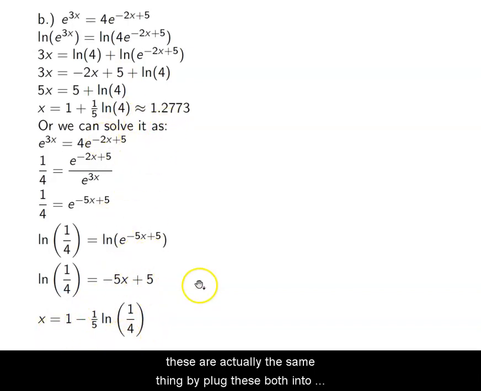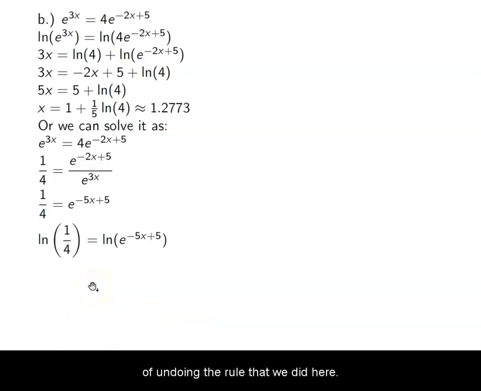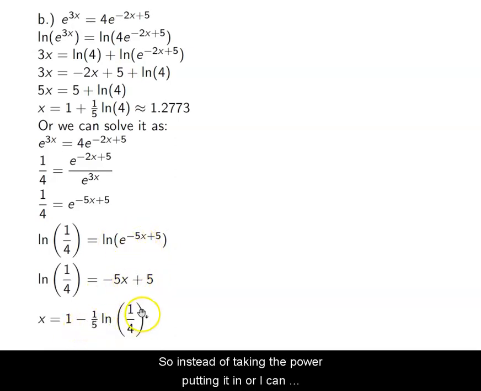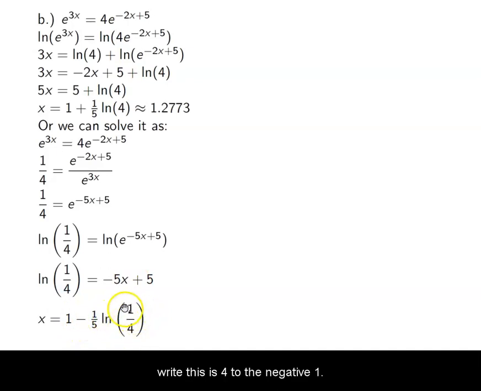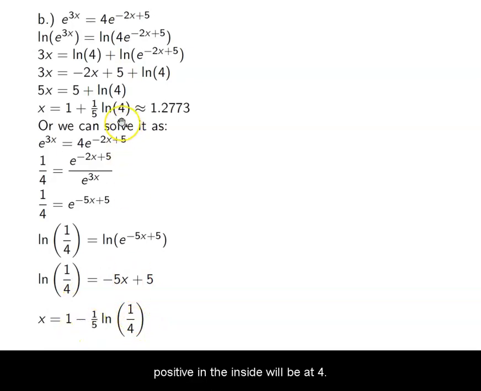If I plug these both into my calculator, I get the exact same value, right? And that's because the rules of logarithms and exponents, these are actually the same. So if I want to turn this into a plus, I would apply this as an exponent form. So I would just be kind of undoing the rule that we did here to here for this natural log part. Or I could write this as 4 to the negative 1 and apply that power to the outside, and it'll turn it positive, and the inside will be a 4. It's the same thing.